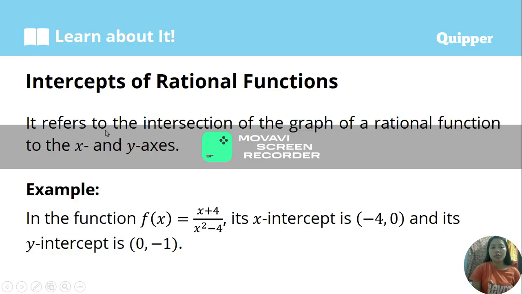It refers to the intersection of the graph of a rational function to the x and y axis. In the function f of x equals x plus 4 over x squared minus 4, its x-intercept is (negative 4, 0), and its y-intercept is (0, negative 1).